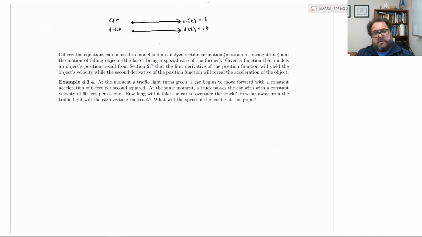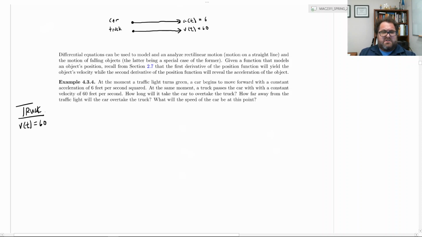Okay, so let's see what we can do. We're trying to find when the positions are equal. That means we need to find the position function of the car and of the truck, and then set those equal to each other. So let's work with the truck first. I think that's a little easier. We know the truck has a constant velocity of 60 feet per second.